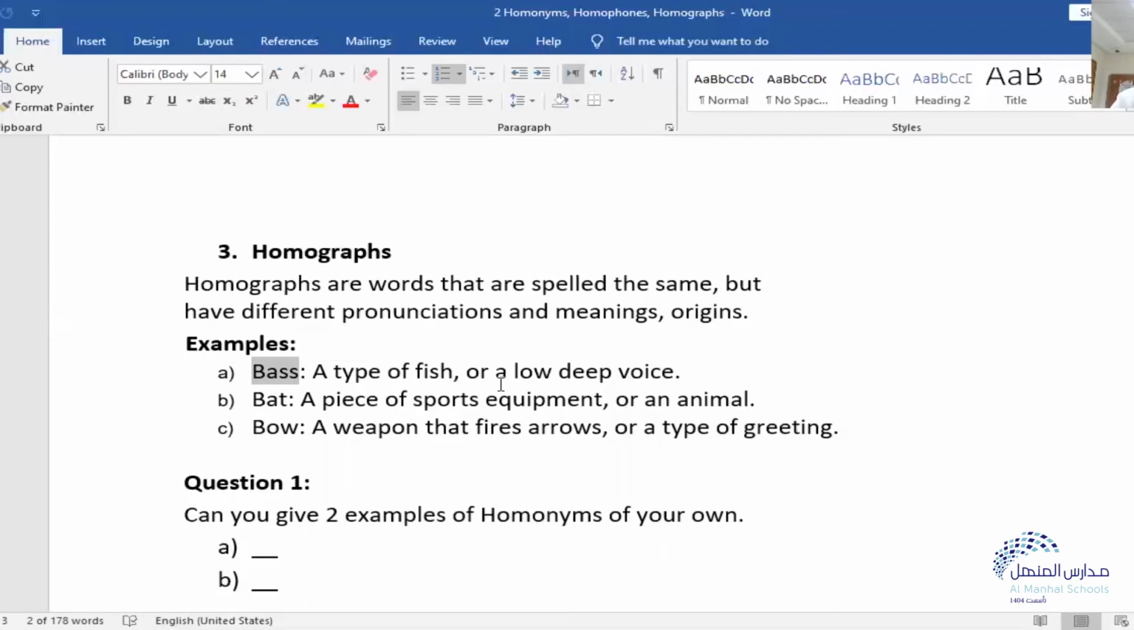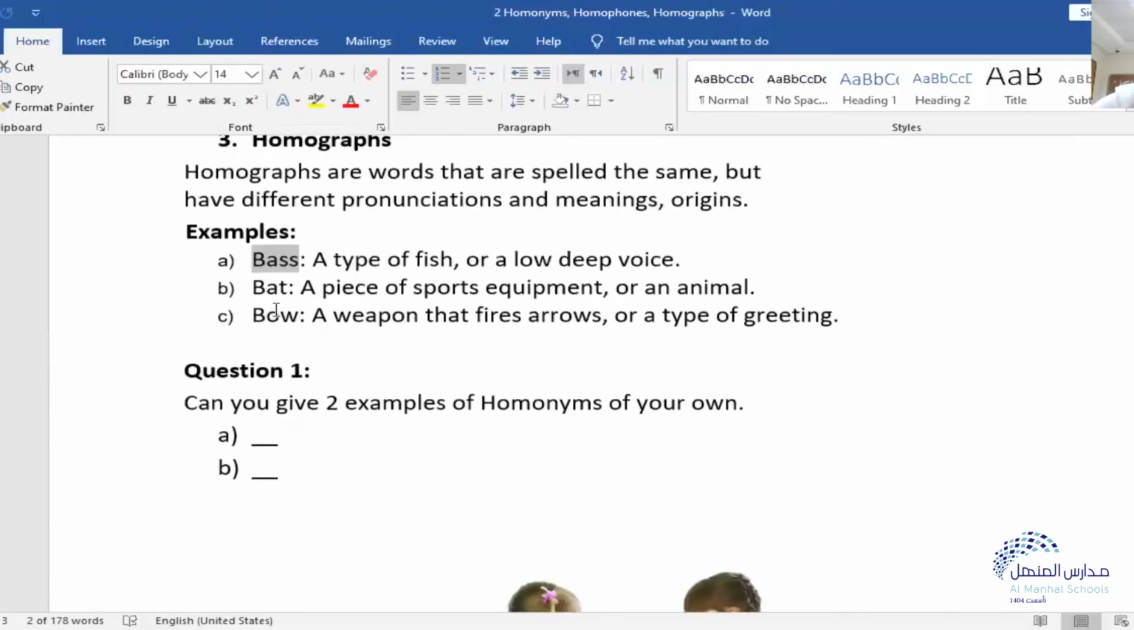Bat is also another one, right? A bat is a piece of sports equipment used in such sports as baseball, as well as cricket. And another meaning of bat is a flying nocturnal animal. In other words, it's a flying animal that comes out at night.